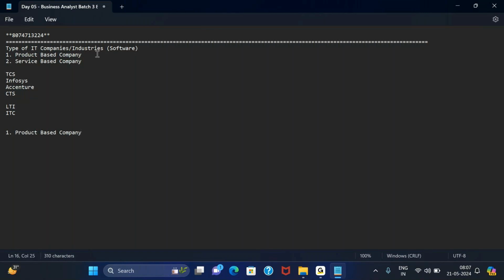So what is a product based company basically? A product based company builds a product. Okay, so what is this product? This product is nothing but a software. They may identify a problem. That problem identification could be like, suppose I have found a problem in a way of doing things.